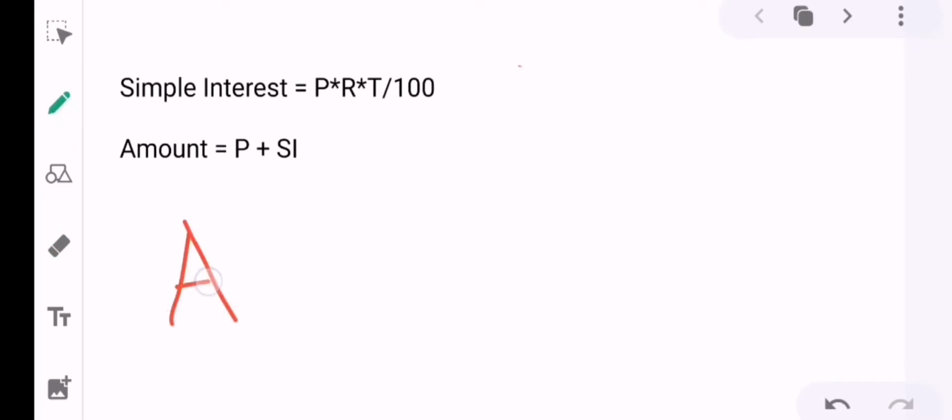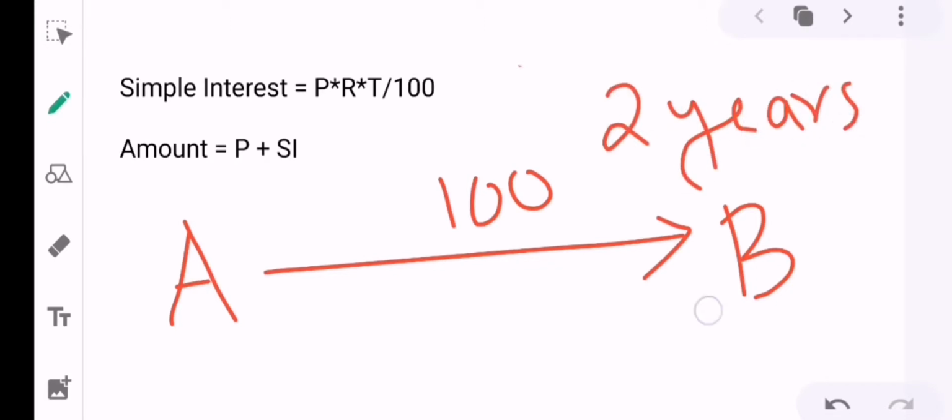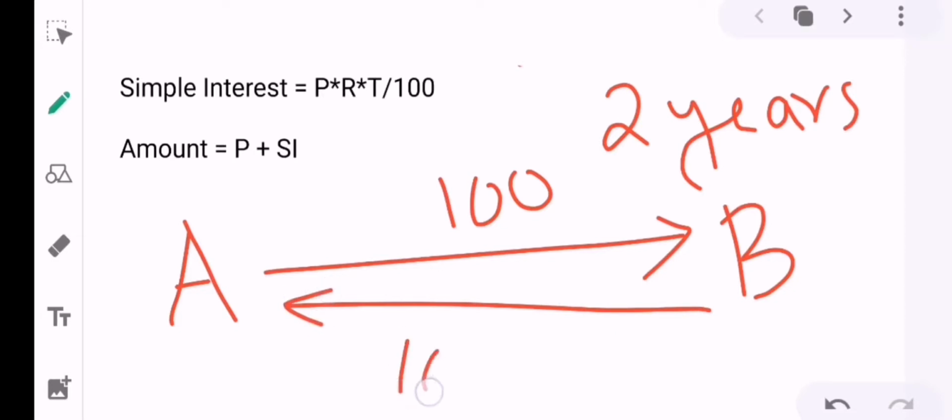Consider there is a guy named A who lent rupees 100 to B for 2 years. When B is going to give back that same amount, he is not going to give just 100. He is going to give an additional compensation because A did not have his 100 rupees for 2 years. Okay, that was with B.